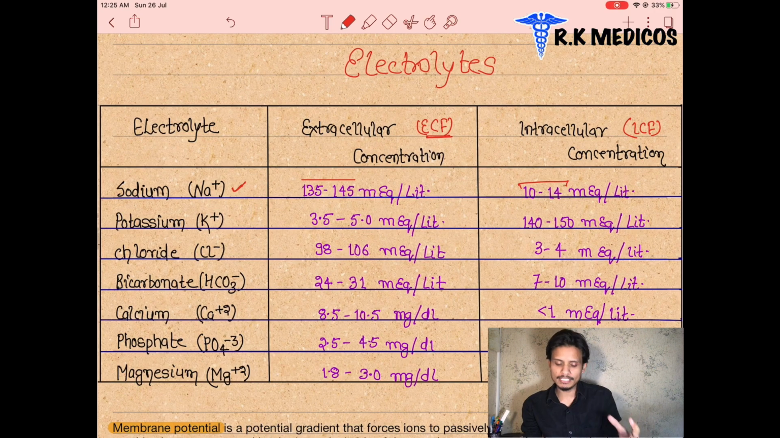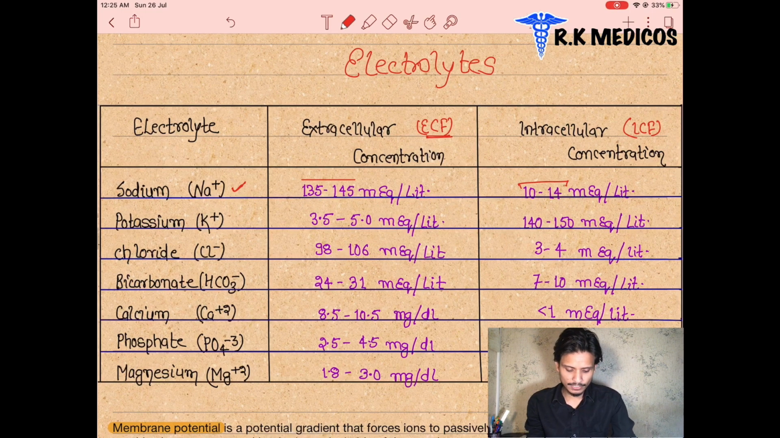In the normal way we can say that potassium, chloride, bicarbonate, calcium, phosphate and magnesium all have different values in different regions, the extracellular and intracellular, and they move according to the concentration gradient. Where they move depends on the milliequivalents per liter, where in the plasma the electrolytes are increasing or decreasing. They maintain the gradient across the membrane. That's why it is called the membrane gradient.